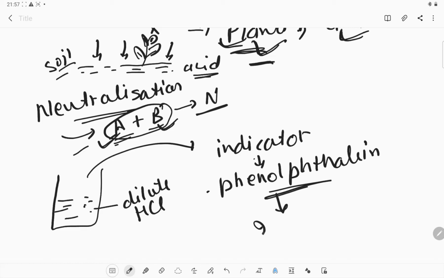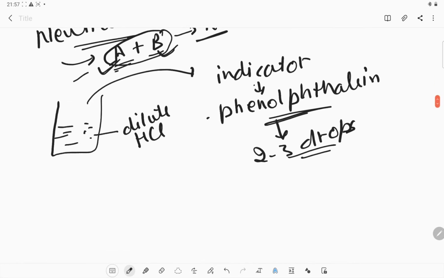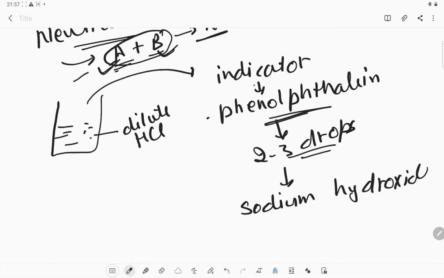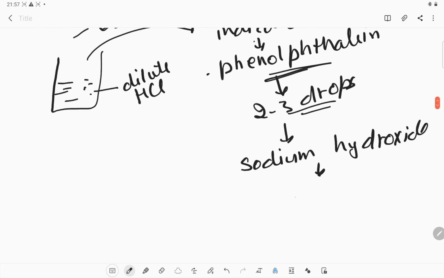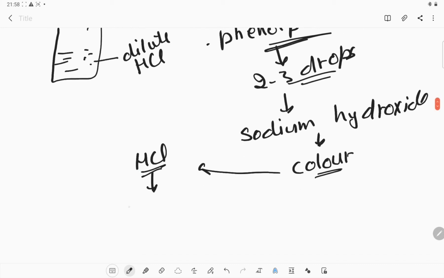If we take 2 to 3 drops of phenolphthalein in the acidic solution, and we continue to add some sodium hydroxide to the solution, till the solution shows some kind of color. If it is showing some color, now add a few drops or 1 drop of HCl to it. What you see is that again the solution becomes colorless.